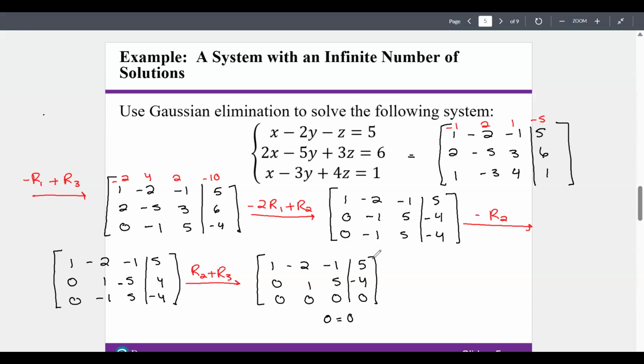This tells me that I'm going to have two equations. So here we have x minus 2y minus z equals 5. And then we have y plus 5z equals minus 4. And then we have this equation where 0 equals 0. So that is 0z equals 0. So really what this is saying is that z could be anything.